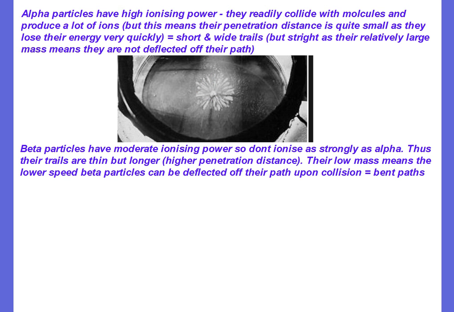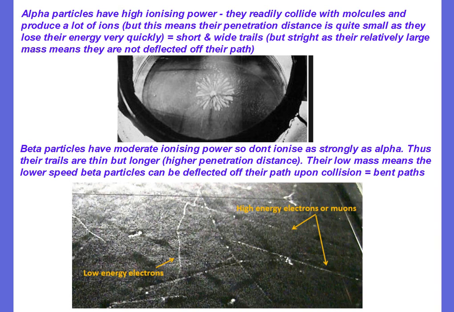Beta particles, though, have moderate ionizing power. They don't ionize as strongly as alpha. Thus, their trails are thin, they don't produce as many ions, but they're longer because they can penetrate further, as they don't lose as much energy as quickly. However, their low mass means that very slow-moving beta particles can be deflected off their path. They can be bounced around when they collide with ions, so sometimes you get bent paths for low-speed beta particles. So this diagram here shows you the thin trails of beta emissions.